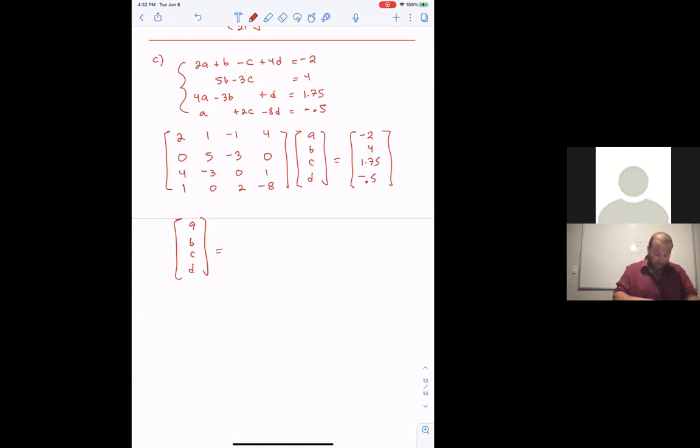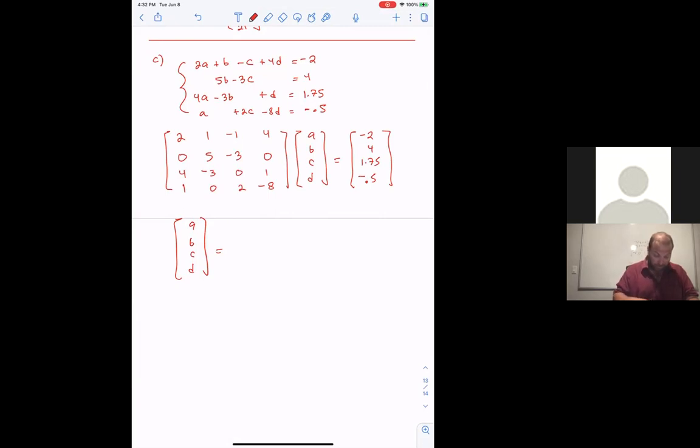Second matrix, just inverse. That's ugly, but with fractions it's not much better. Let's make another one, a 4 by 1 this time. Second matrix, edit, make it a 4 by 1. We've got -2, 4, 1.75, -0.5. So back to the stack.